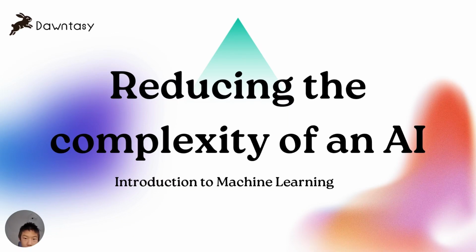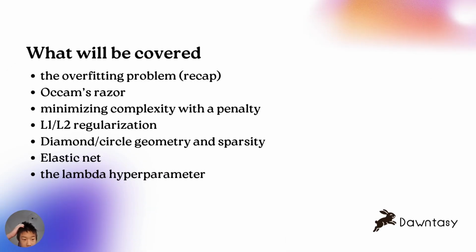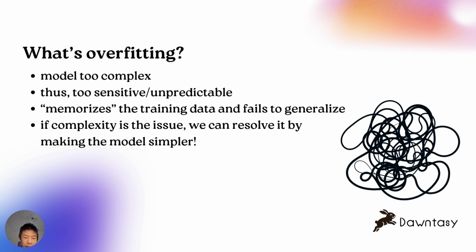How can we reduce the complexity of an AI? For instance, if it's too complex, how do we make it simpler? Let's start with the core problem, overfitting, i.e., when the variance is high and the bias is low.